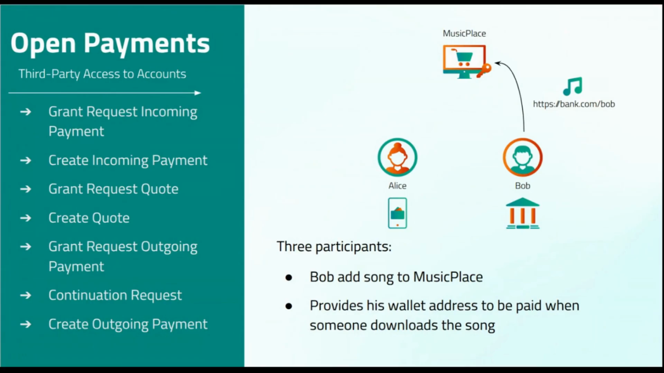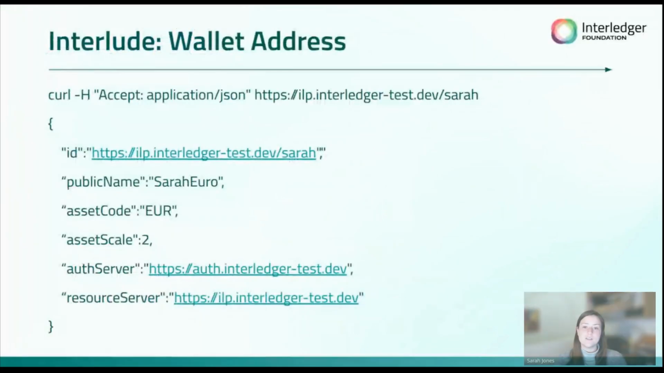So for a start, Bob is going to upload some of his music, and then he's also going to upload his wallet address so that Music Place knows where to send money when somebody downloads his songs. And this wallet address is a URL, so it's also that service endpoint that provides the entry point for our API. So when Music Place kicks off this flow, the first step is to make a query directly to that wallet address, https://bank.com/Bob.